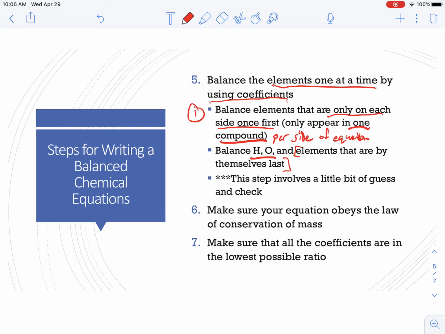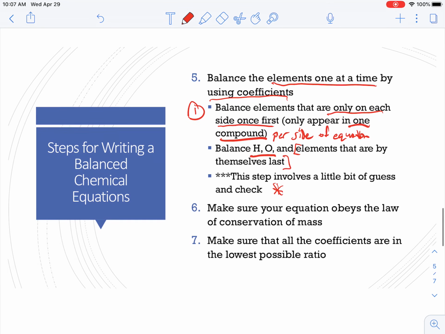One thing to keep in mind with this step of actually balancing the elements using their coefficients is that it's going to involve a little bit of guess and check. We're going to adjust one at a time, and by changing the coefficient in front of one chemical formula, that's going to adjust the remainder of the elements within that compound. So if we were to put a 2 in front of, say, carbon dioxide, we're not only adjusting the amount of carbon we have, we're also adjusting the amount of oxygen we have.